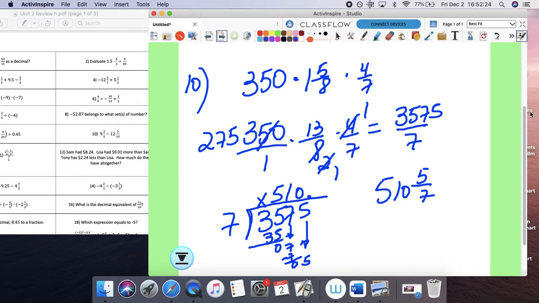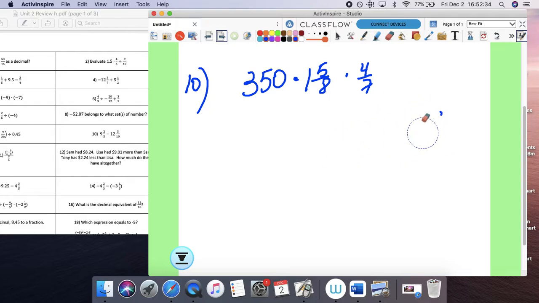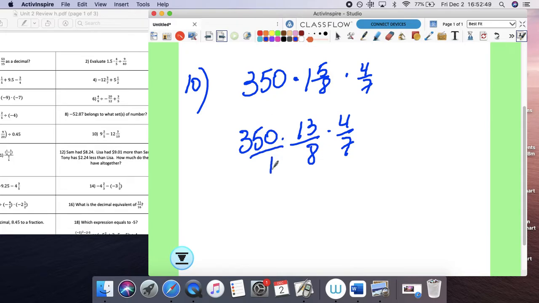So let me go back. Let's start again. 350 times 1 5/8 times 4/7. Okay, so 8 times 1 is 8, plus 5 is 13 over 8, times 4 sevenths. Let's simplify. 4 divided by 4 is 1. 8 divided by 4 is 2. 2 divided by 2 is 1, and 350 divided by 2 is 175.